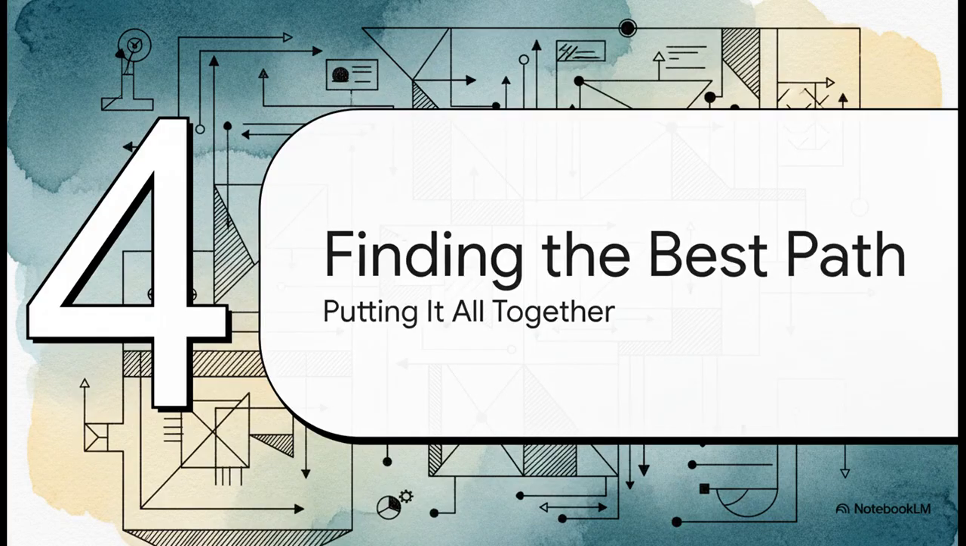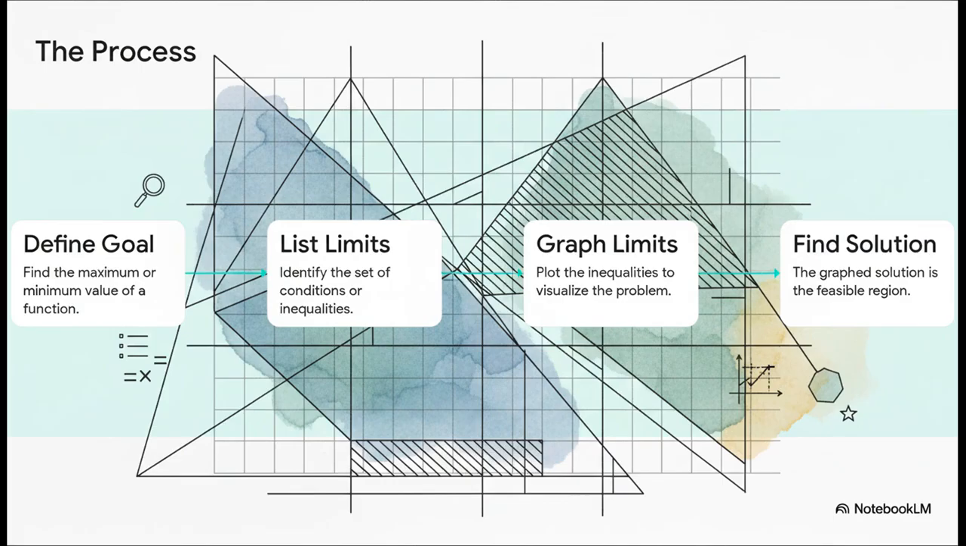Okay, so we've got our goal, we've got our rules, and now we have a map of all of our possible options. Let's put this all together into a simple, clear process. So the process is pretty straightforward. First, you define your goal. What are you trying to do? Maximize profit? Minimize waste? Second, you list out all of your limits, those are your constraints. Third, you graph those limits, and that creates your map. And finally, that map, your feasible region, shows you every valid option you have. And here's the kicker, the key insight. The absolute best answer, the optimal solution, is always going to be at one of the corners of that shape.